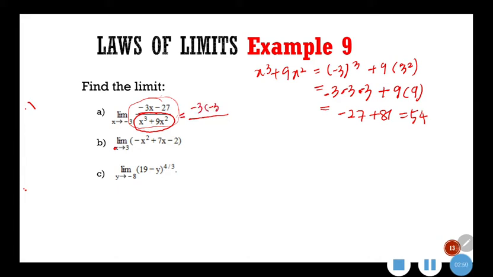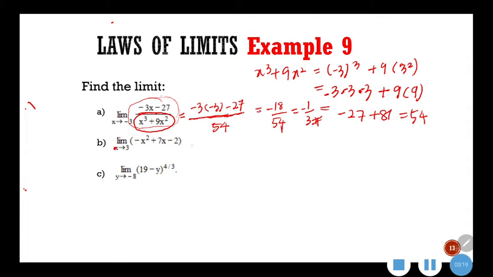Negative 3 times negative 3 is 9, minus 27 over, since yang tadi saya dah ganti dah, saya letak jawapan je lah terus. So this one will be apa? Negative 9 tolak 27. 9 tolak 27 berapa? Negative 18 per 54. Then the answer will be negative 1 over 3. Okay, negative 1 over 3.